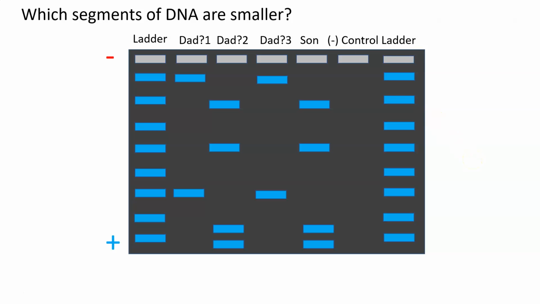So which segments of DNA are smaller? Where are the smallest pieces of DNA? The smallest pieces of DNA are down here on the very ends. So those are the tiny pieces of DNA. And the largest pieces of DNA are up here.